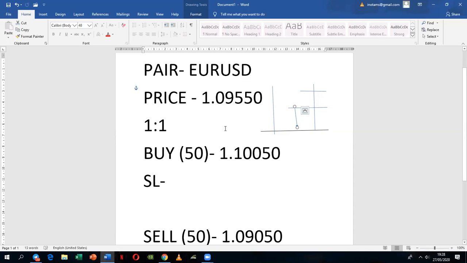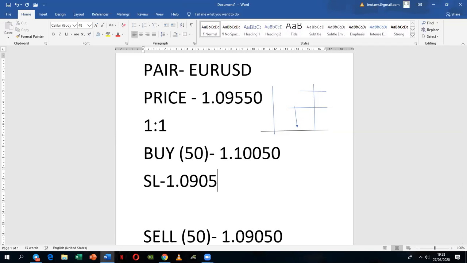So in this case, the stop loss of 50 pips, I'm going to deduct it here. So it will be 1.0905. Okay. So these two numbers are the ones you focus on, these last two numbers. So that's the stop loss, a stop loss of 50.